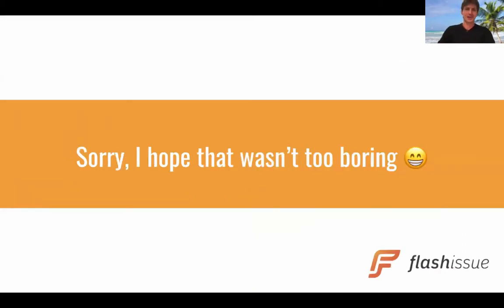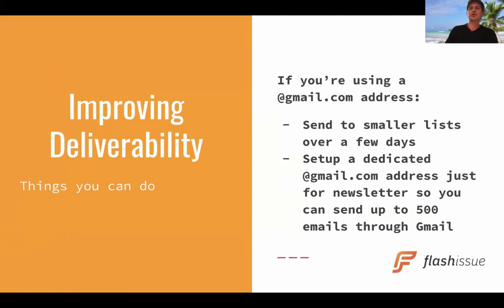And that was a crash course in SPF, DKIM, and DMARC. I hope it wasn't too much for you. Now to the more interesting aspect. So what can you do to improve deliverability? If you use a gmail.com address, then the biggest thing you can do to improve deliverability is to make sure that your emails can be sent through Google instead of Flashissue servers.